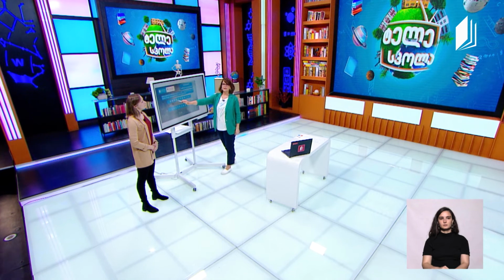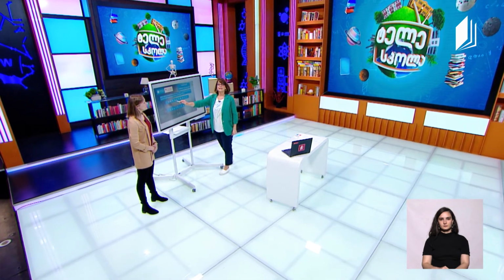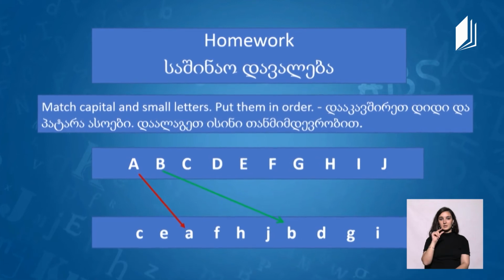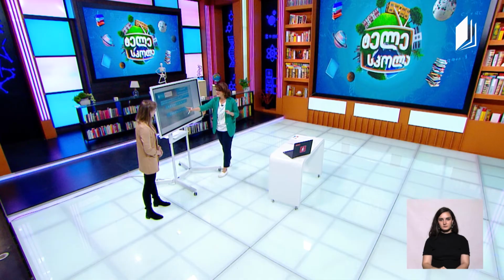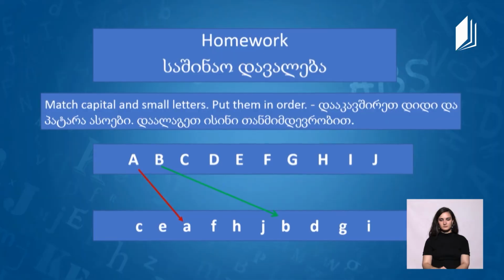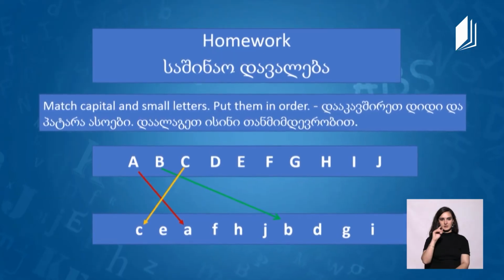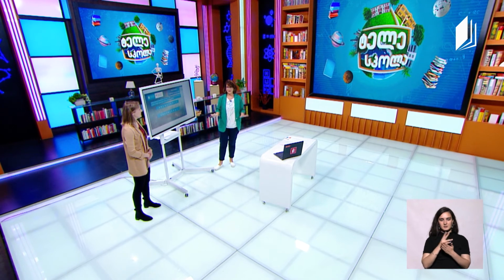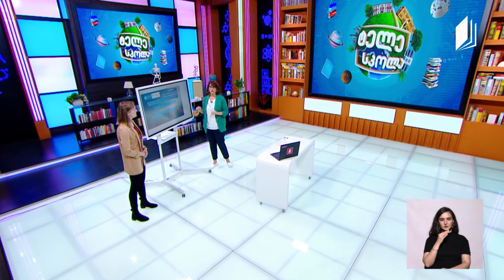And one example as well. What letter is it? It is C. And where is small c? Fine. Here it is. A, B, C are the examples. And the rest you should do at home.